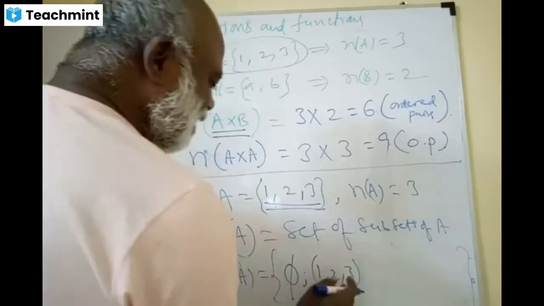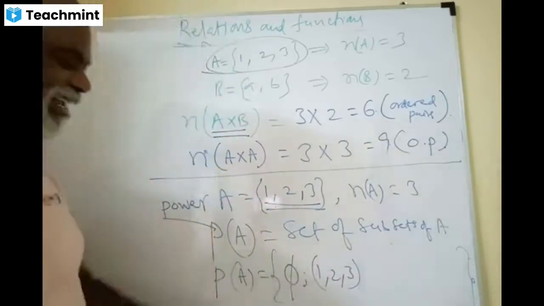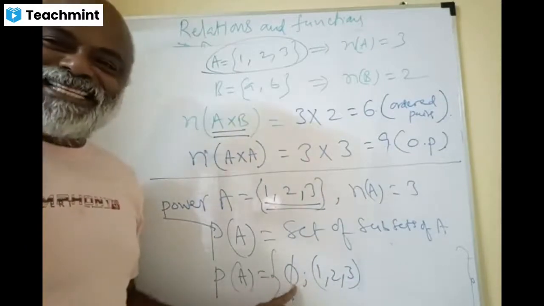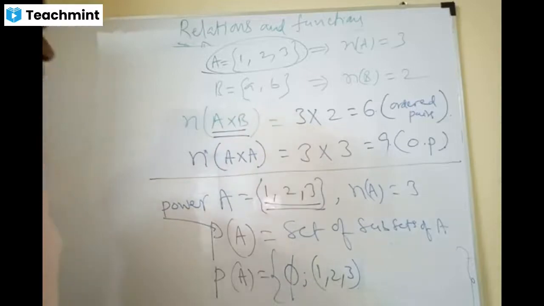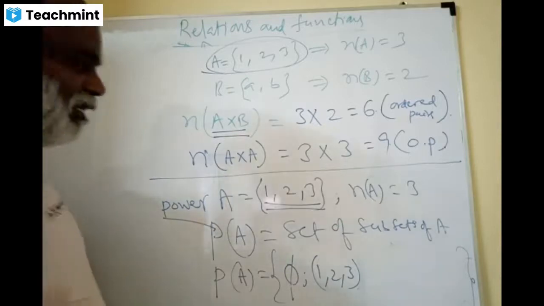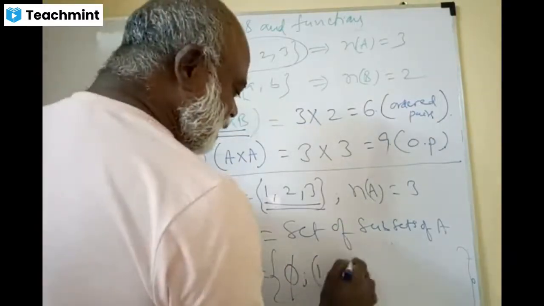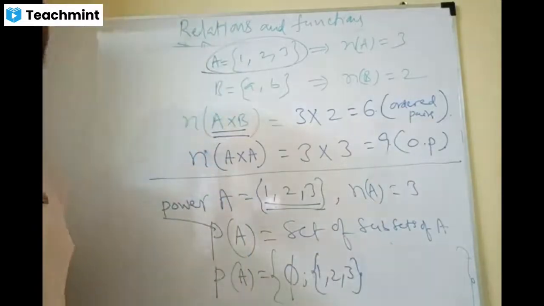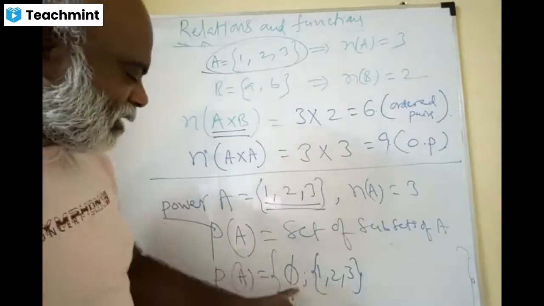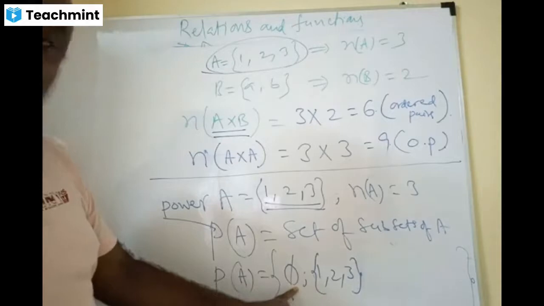Nil and full. Here nil, no element is there in this set. In the other, all the elements are there. I am talking about subsets. Set of subsets of a set now, please. This is a set only, right? This is also a set.